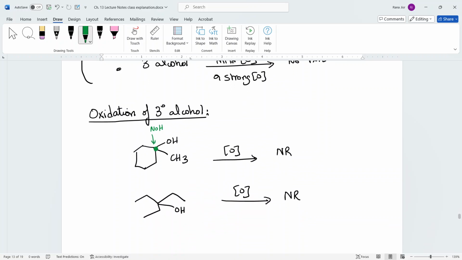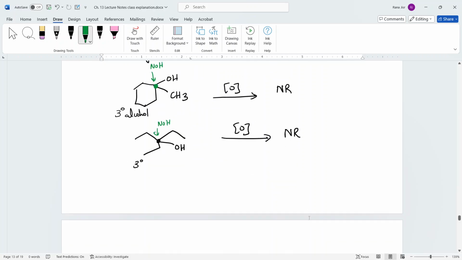Any tertiary alcohol that you start with, so this is a tertiary alcohol here, and that one is also a tertiary alcohol. So any tertiary alcohol that you are starting with, again, has no hydrogen here. So this means that it will end up having no reaction.